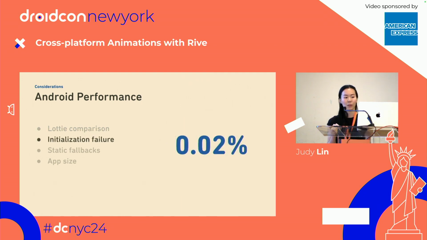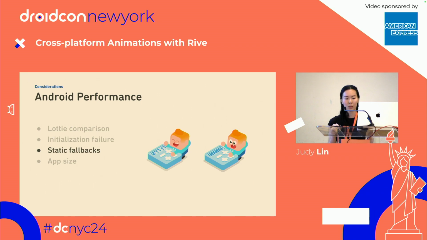Another consideration is whether a device can initialize the Rive library at all. We found that only a very small portion of users fail to initialize Rive, and that's 0.02%. For those users, and perhaps users in like a power saving mode, or maybe in some other condition where you think it might not be right to animate for them, we can show static fallbacks. We'd want to fall back to like a regular vector, and of course this doesn't work for some features where animations are more of a requirement and not just supplemental. So in those cases, we may want to hide the feature from users or disallow static fallbacks.